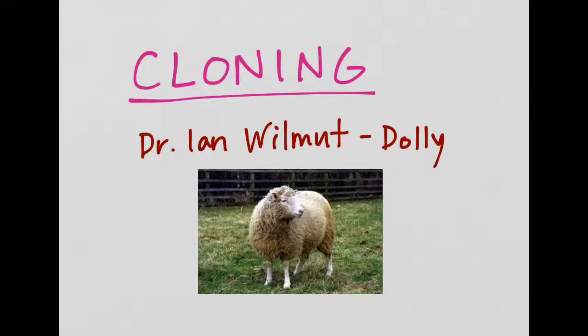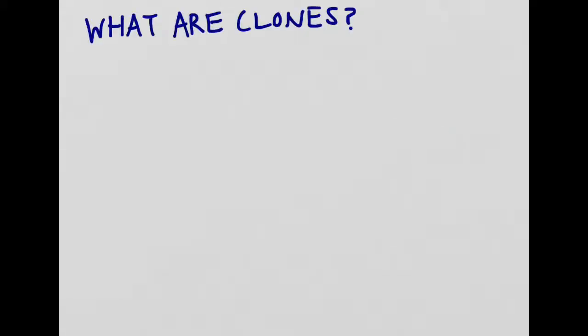But since then, the debate on applying this technique that they used to clone human beings has been ongoing. So let's take a step back now and talk about what clones are. Clones are organisms that have identical genetic material. So the DNA sequence, those nitrogenous bases, are going to be in the same order.